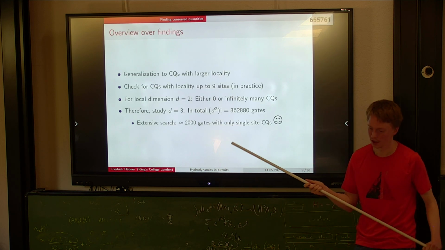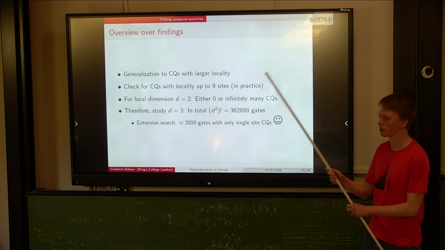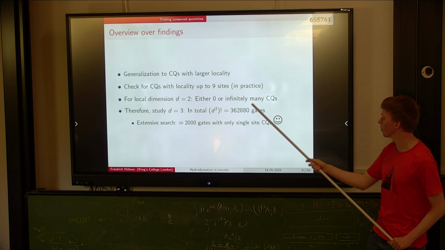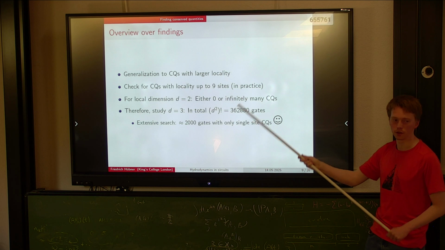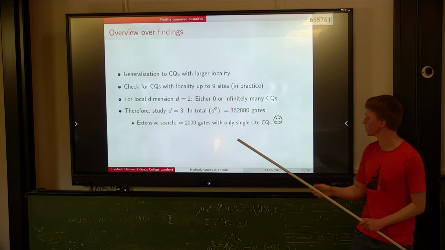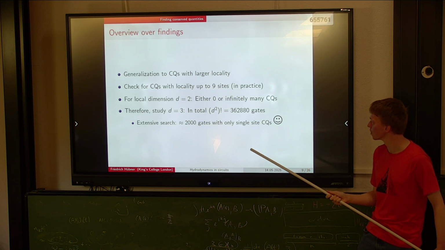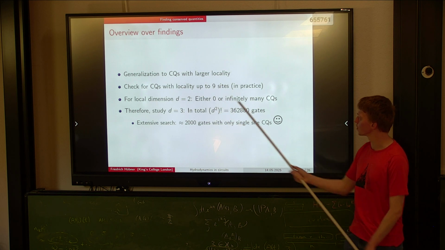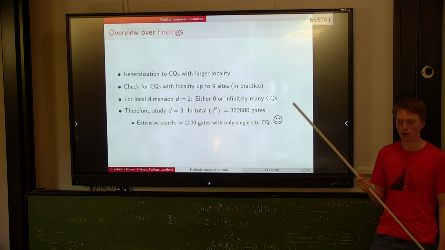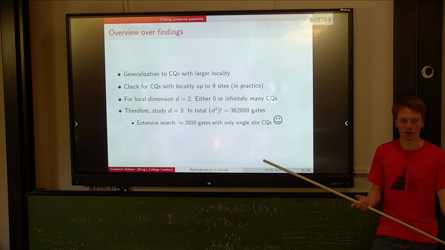Okay. So we have a generalization of this formula I showed on the last slide for conserved quantities with larger densities. So on the computer, if you give me a circuit, we can check for the existence of conserved quantities up to nine sides, which is pretty big, I guess. So then for local dimension d equal 2, so on each side there can either be 0 or 1, and we found that there are either no conserved quantities or apparently infinitely many.